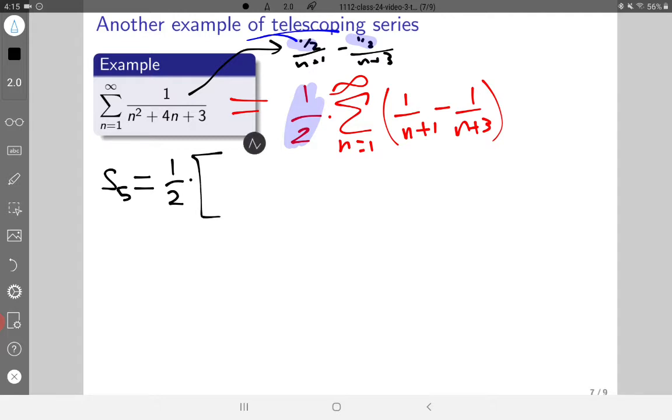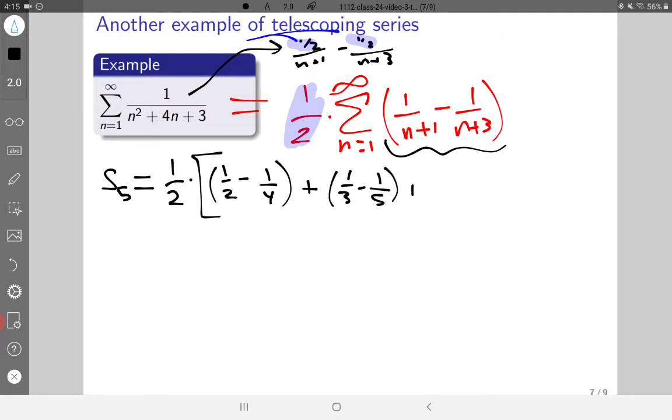And then let's plug in n equals 1 into this expression here. When n is 1, I get 1/2 minus 1/4. When n is 2, I get 1/3 minus 1/5. When n is 3, I get 1/4 minus 1/6. When n is 4, I get 1/5 minus 1/7. And then finally, when n is 5, I get 1/6 minus 1/8.